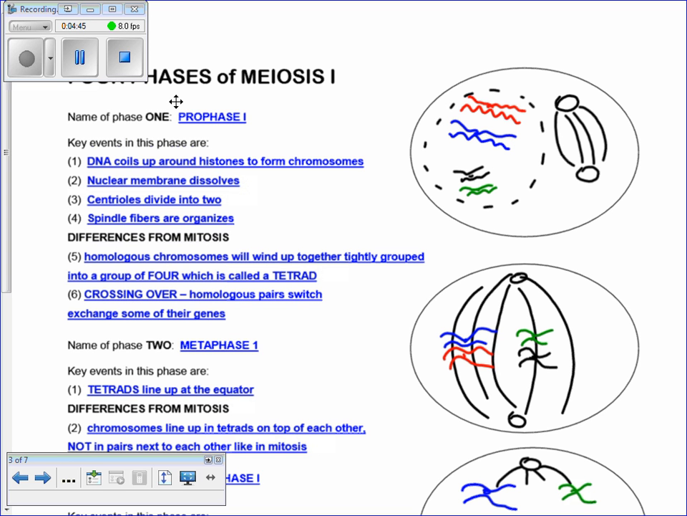Again, homologs are based on the length and what genes they contain. Chromosomes with the same length that carry the same genes are homologous. So in this case, the red pair and the blue pair are homologs. One would have come from your mother and one would have come from your father. And also, the other homologous pair would be the short black one and the short green one. So there's two homologous pairs, total of 4 chromosomes in the original parent cell. We're currently at 8 chromosomes because we've already gone through the S phase.